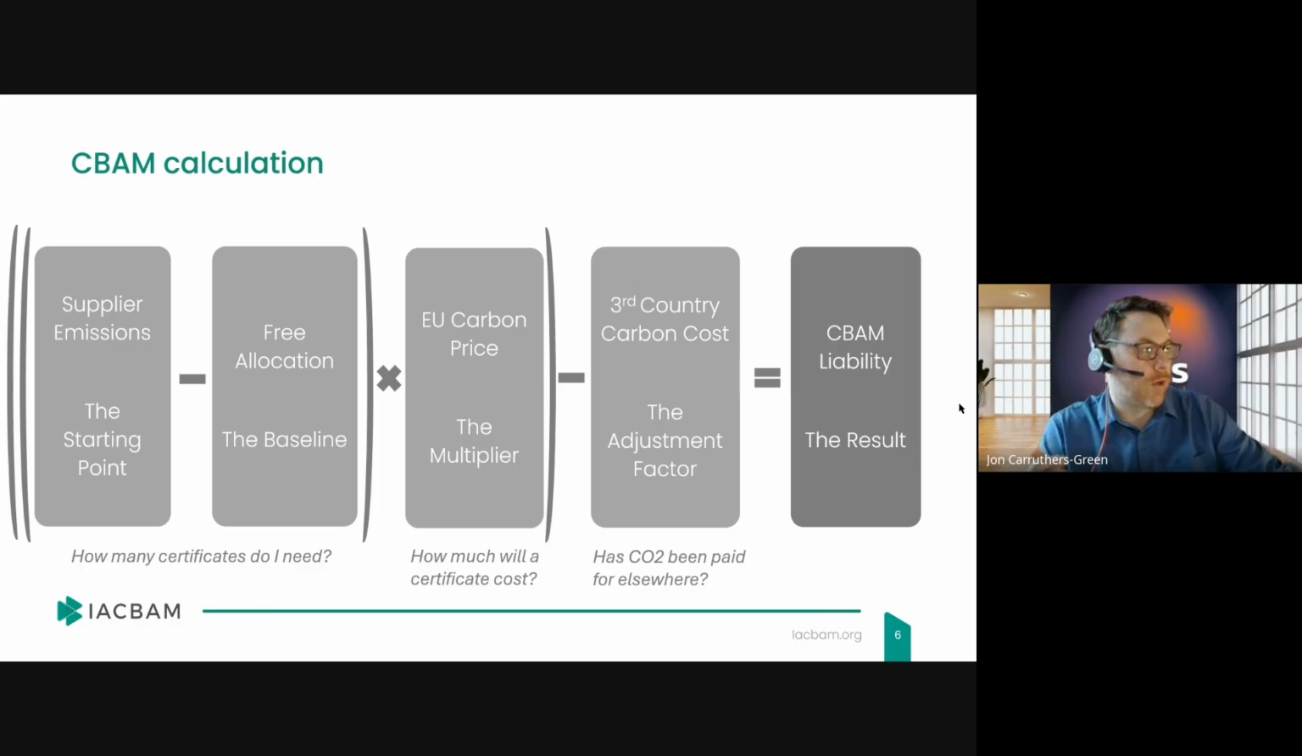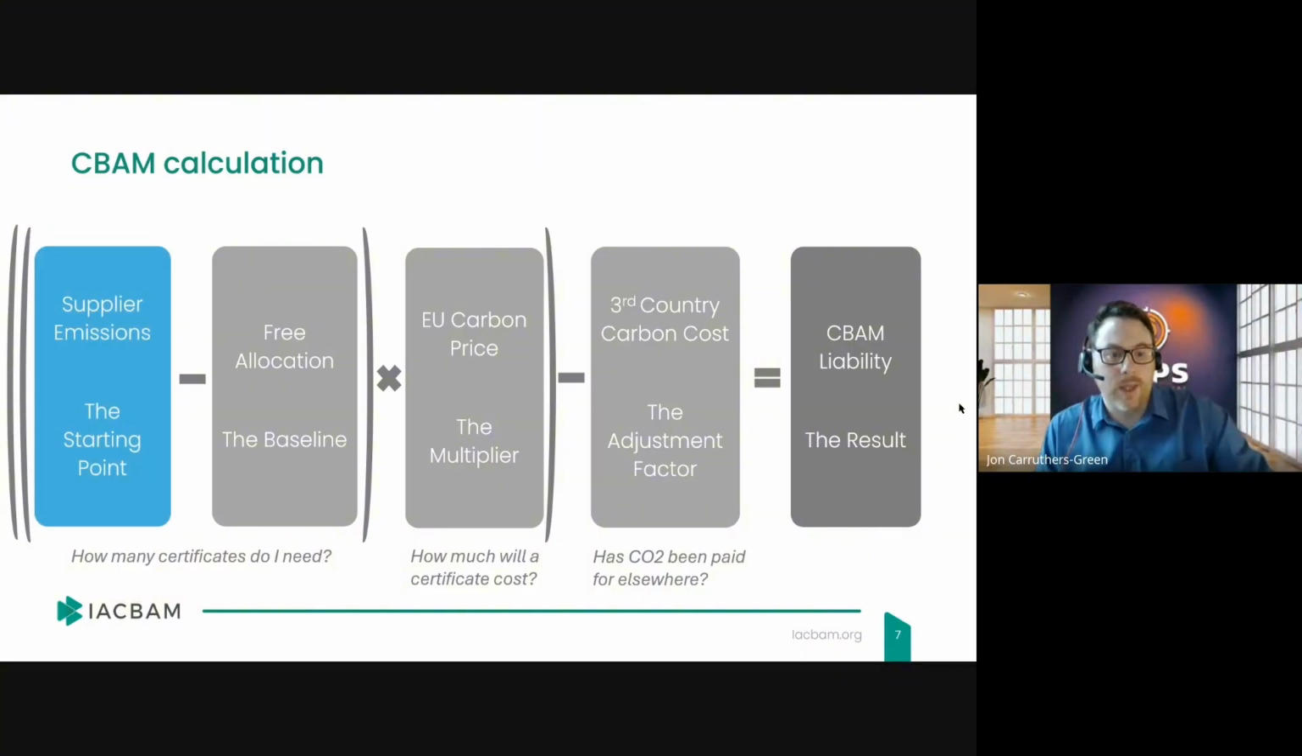Now, these first two blocks on the left-hand side really answer the question of how many CBAM certificates do I need? And CBAM certificates, as we'll find out in a little bit, are essentially the currency of CBAM. The next part of that, the carbon price, will really affect just how much these certificates cost. And then also, another major part of this equation is looking at third country carbon costs. That's another factor that the Commission wants us to include within these calculations.